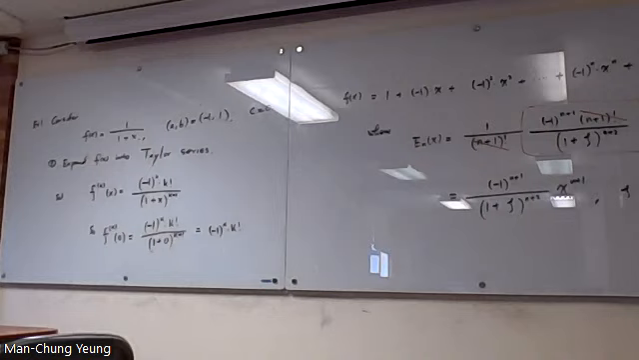This example has two parts. First part, expand the function into Taylor's series. Done. This is a Taylor series plus error, and the error is given. Now, second question.